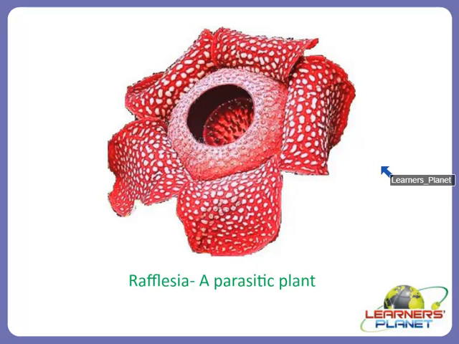Rafflesia. Rafflesia is a parasitic plant and it bears the world's largest flower. The flowers have 5 petals, as you can see here, 5 big petals, right? They may have a diameter of up to 106 centimeters and weigh up to 10 kilograms. So you can just imagine how large this flower is.